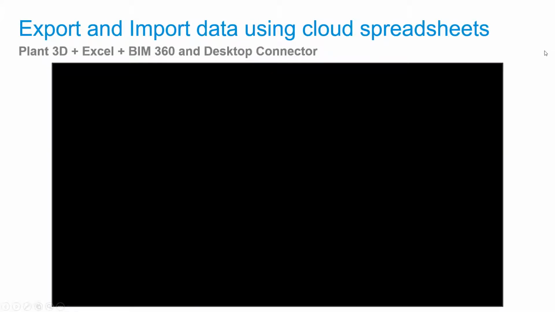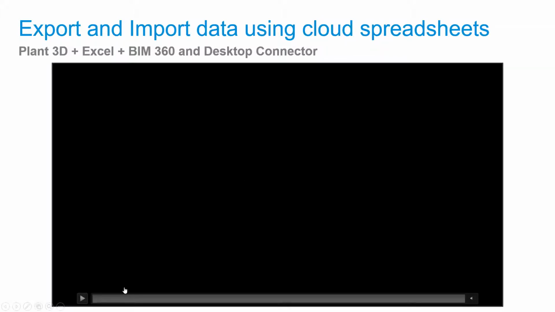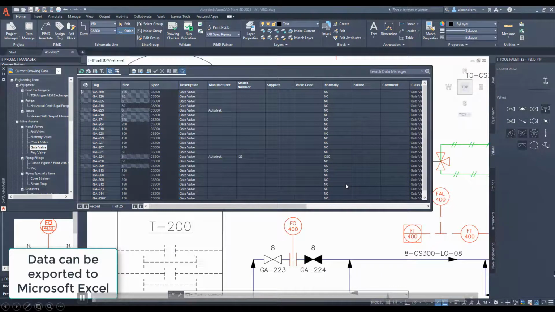Now let's look at another example of using the cloud to modify or interact with data. What I will show you here is exporting and importing spreadsheet data from Plant 3D to Excel, but also using the cloud, meaning the Excel file is in the cloud as well. Let's take a quick look.